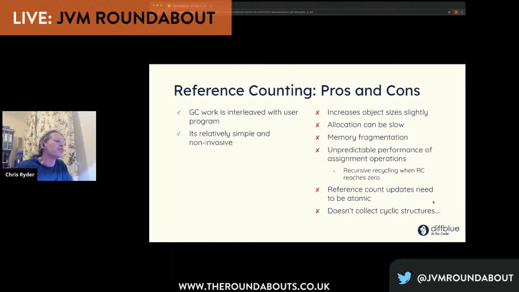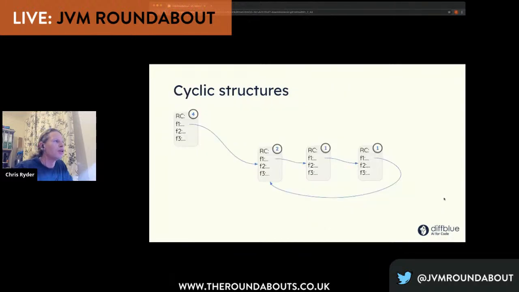Also, the reference counts actually need to be atomic as well. So if you've got a multi-threaded system, you've got a whole bunch of atomic operations that have to be done to keep those counts sane. But probably the biggest killer is that it doesn't collect cyclic structures. So if you imagine you have a set of objects like this, where you've got some objects around here and a reference into this object here, if you remove that reference, then that object's reference count goes down to 1. And now effectively all these 3 objects are garbage because they're not referenced by anything other than themselves, but none of those reference counts ever go back down to 0, so they never get collected.